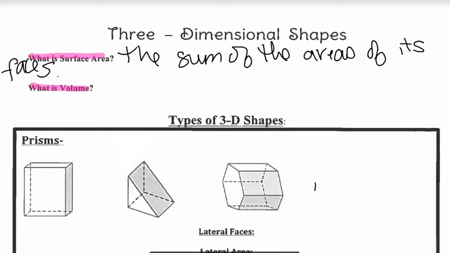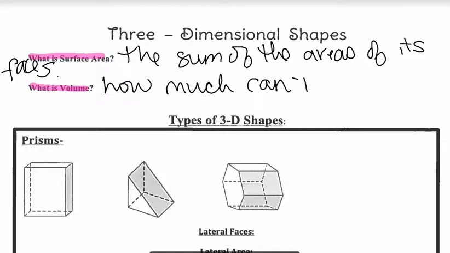I like to think about surface area as wrapping a present: how much wrapping paper do I need to wrap that specific gift for somebody? Volume is how much space is inside the shape. So volume is how much I can fill a 3D shape. I want to be able to fill a 3D shape with water, with beans, or with anything, and if I want to fill it, that's calculating the volume.